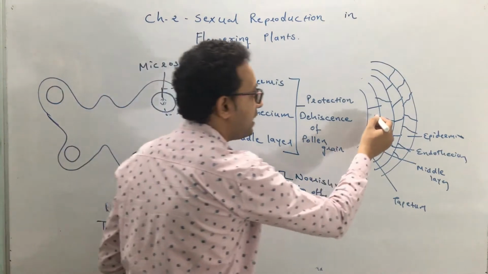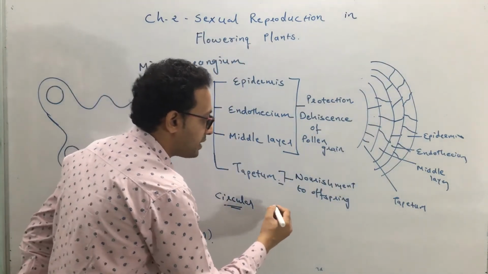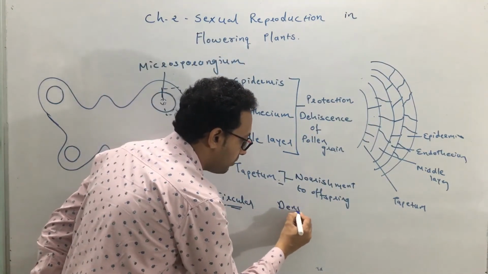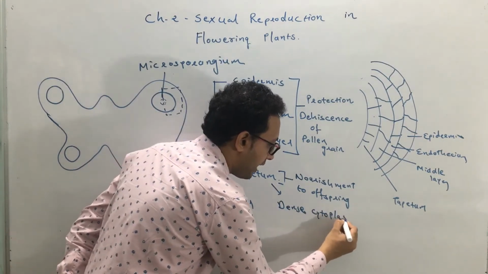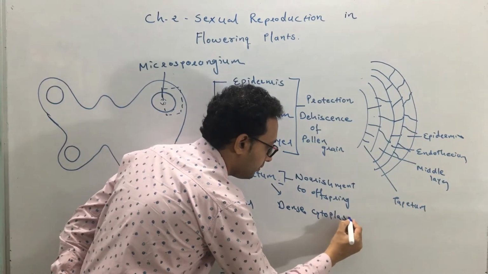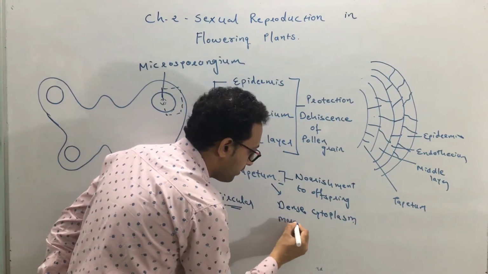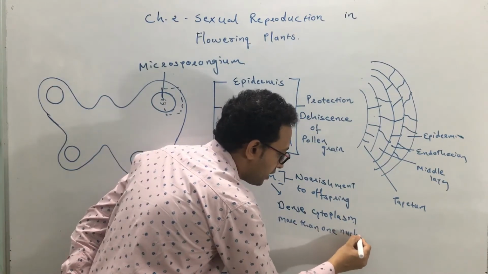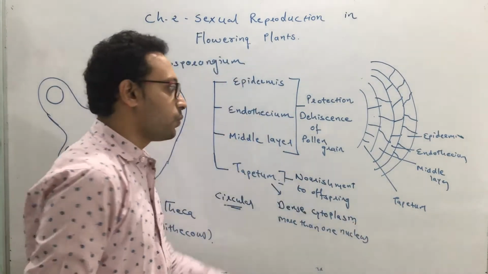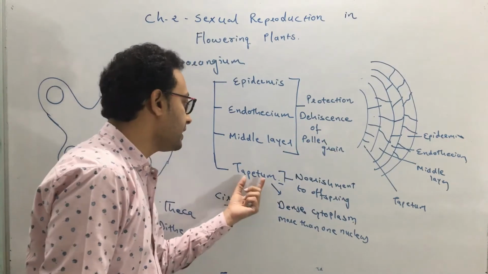Now, if you see, the cells of this tapetum have a dense cytoplasm, and they have more than one nucleus. Usually it contains two nuclei. One cell contains two nuclei. That is in the case of the tapetum.